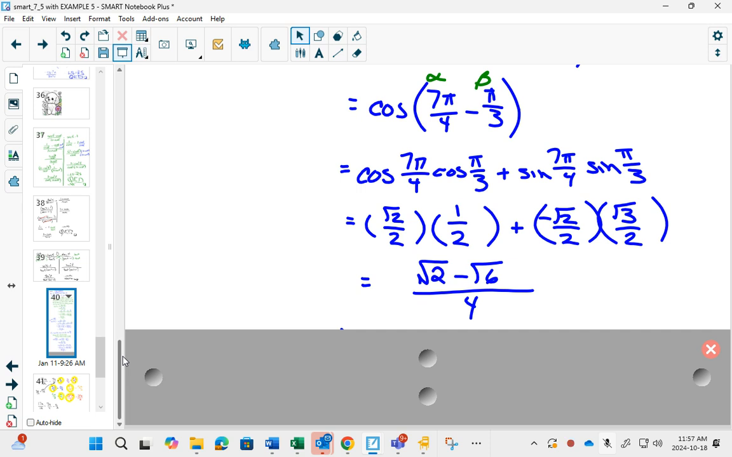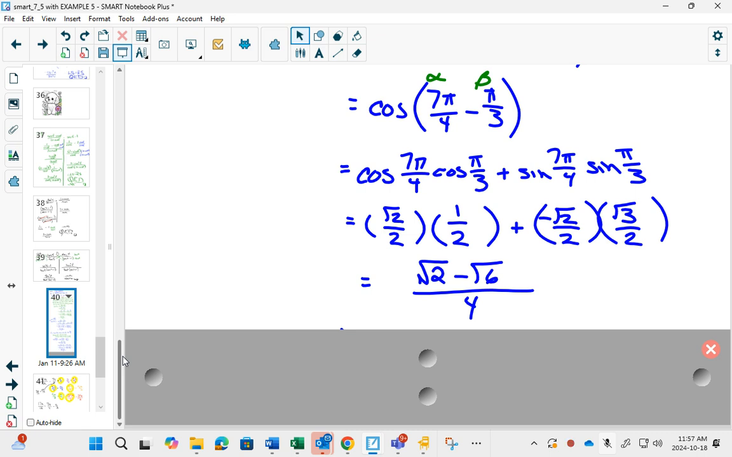This is our third pi over 12 question we've done in our notes. Did you notice the answer in the first pi over 12, the second pi over 12, and the third pi over 12? All of them have a root 2, all of them have a root 6, and all of them are over 4. This will always happen. But sometimes everything's positive, sometimes, like this, one is positive, one is negative, sometimes they're both negative. That's the only thing that's going to change.